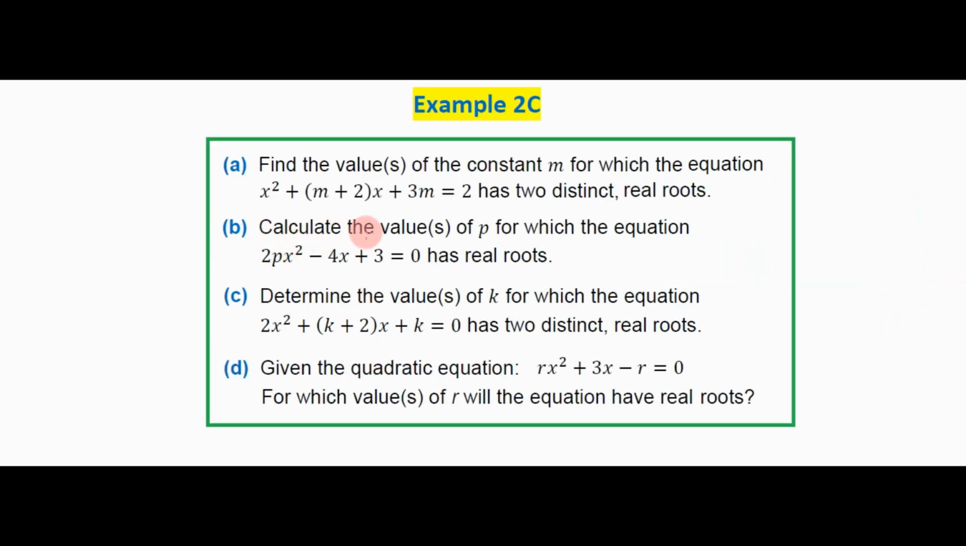In example B, it says, calculate the values of p for which the equation, so this equation, has real roots. There's an important difference between A and B. In A, in addition to the roots being real, they also had to be distinct or unequal, and we use delta strictly greater than 0. In B, the roots simply have to be real. In other words, there's no additional requirement that the roots must be unequal. So in B, we can use delta greater than or equal to 0.